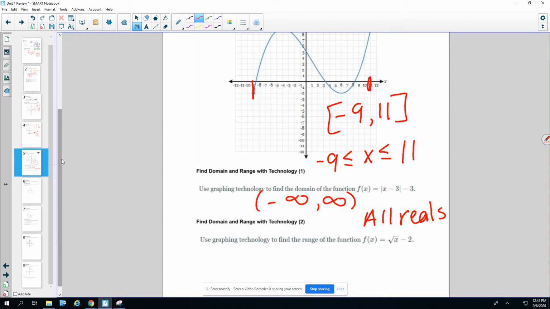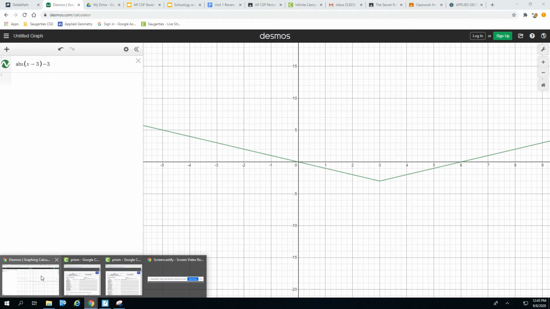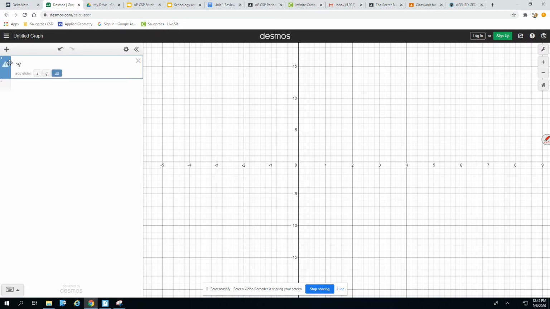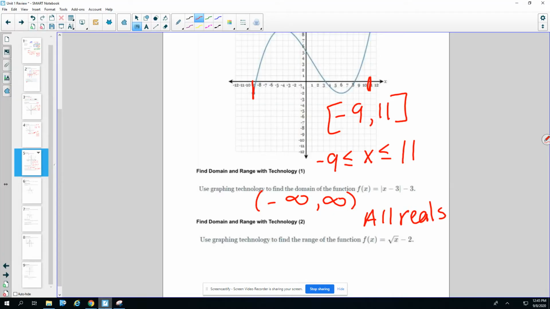Okay, so moving on to the next one. Use graphing technology to find the range. Okay, so we're back to the calculator. And this one is the square root. So if you type SQRT, that gives you the square root. So that's a way you can do that. I'm not sure if there's another way, but that's the way that I know how to do it.